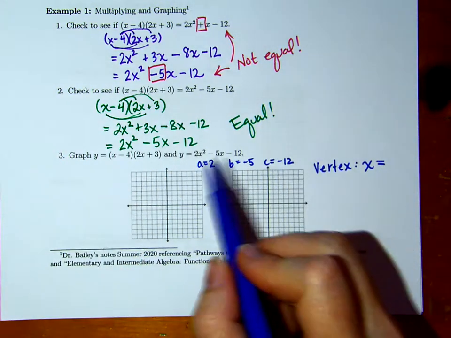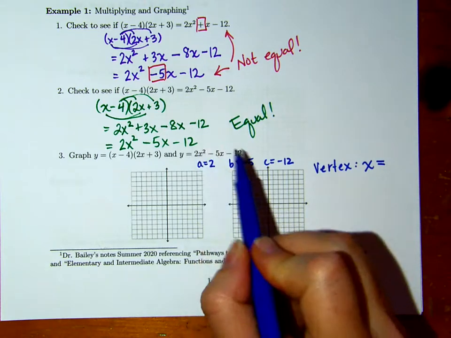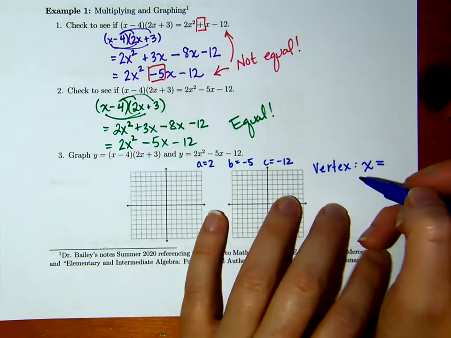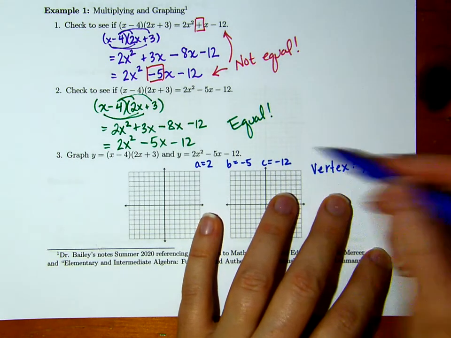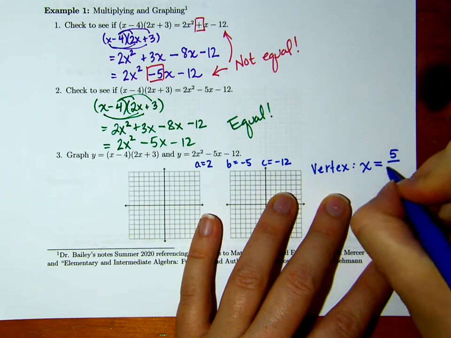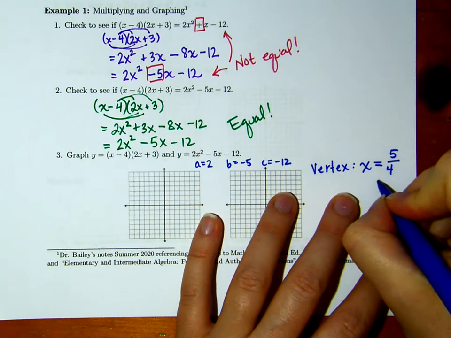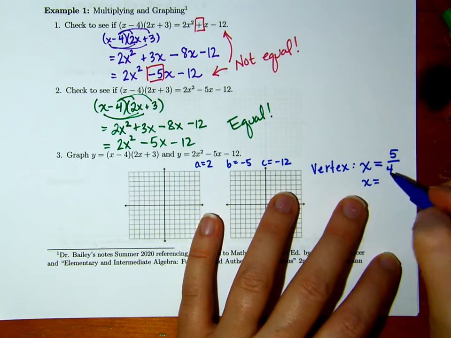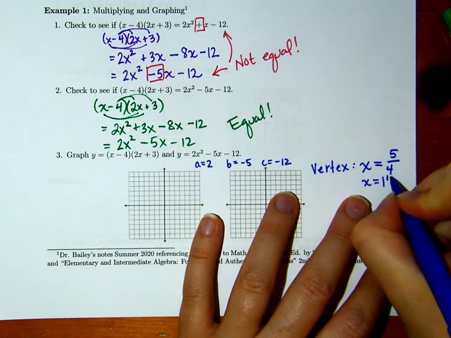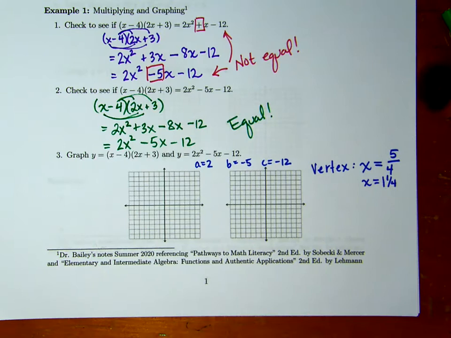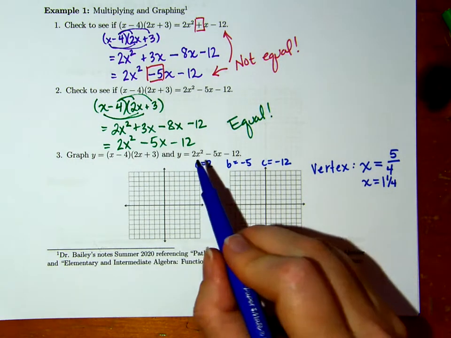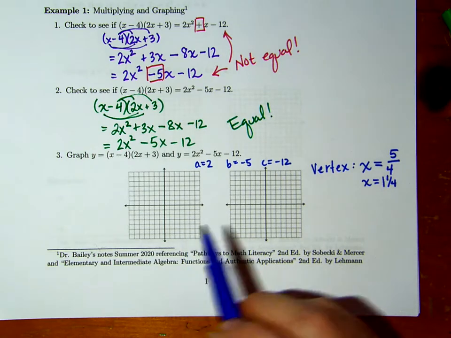And all of that information was much easier to get from this form of it than from the factored form of it. Okay, so the opposite of b is 5, and double the a is 4. And so the vertex happens when x is 5/4, that goes into it one time, at 1 1/4. And then we would need to plug this in to the x value in order to get the y value.